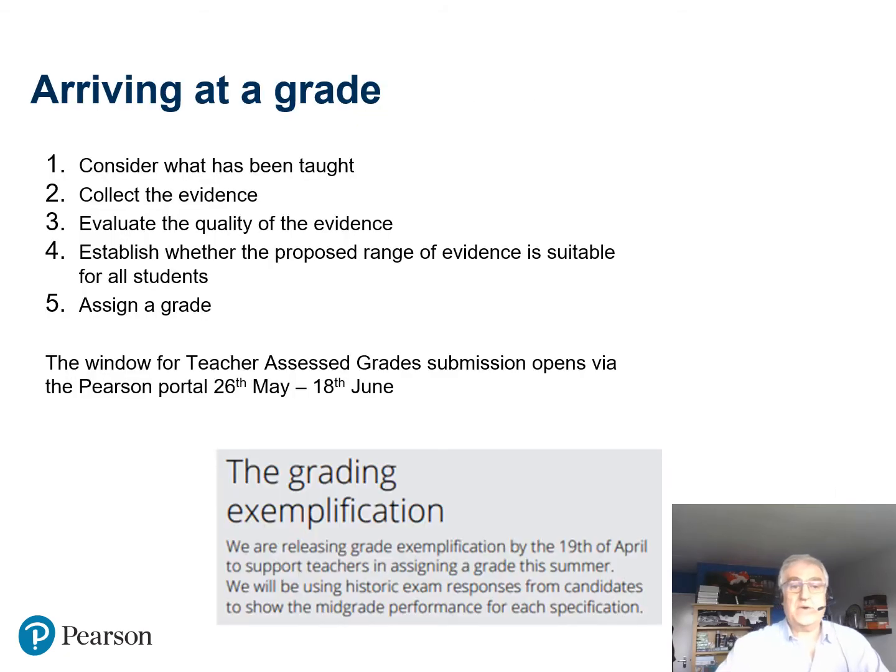So let's go back to our 5 steps again and now look at point 4. In point 4, you're asked to establish whether the proposed range of evidence is suitable for all students. Now the idea here is that you're trying to get something that is common across the whole cohort, and JCQ calls this consistency across the cohort.